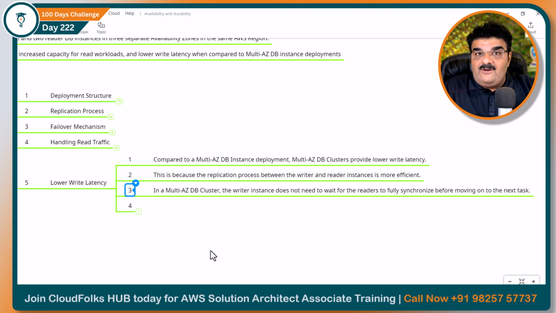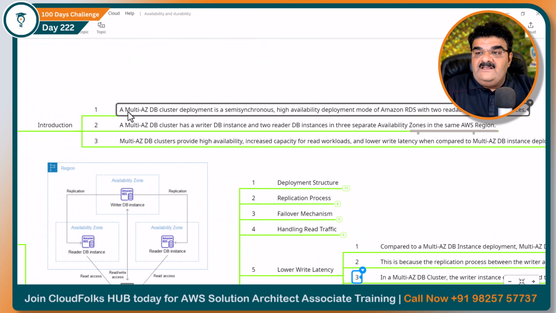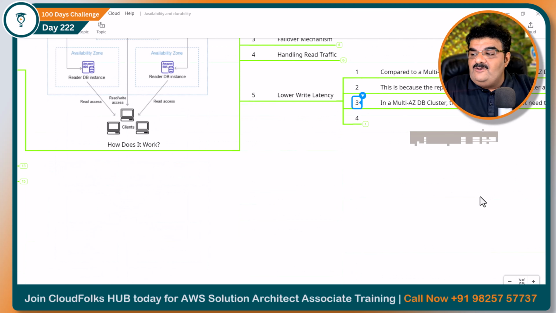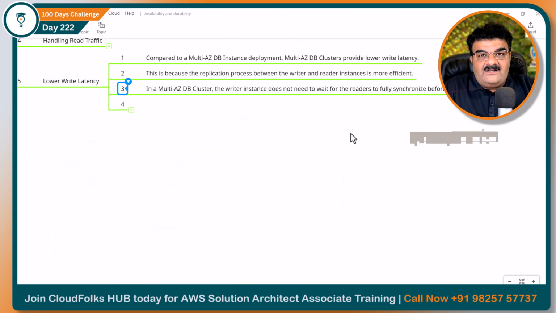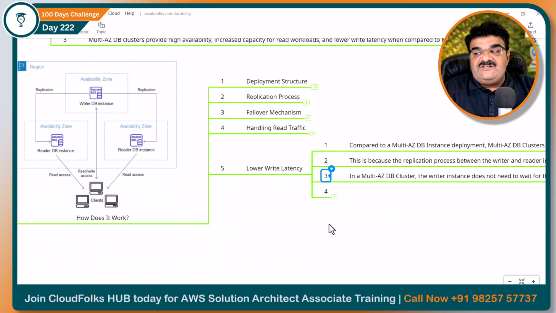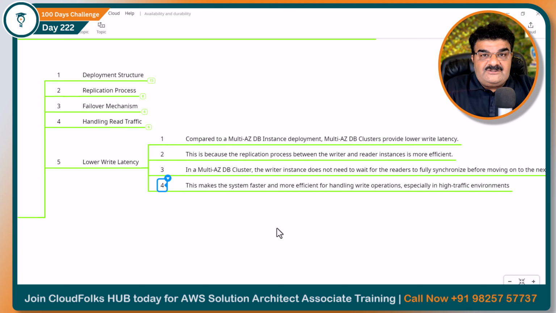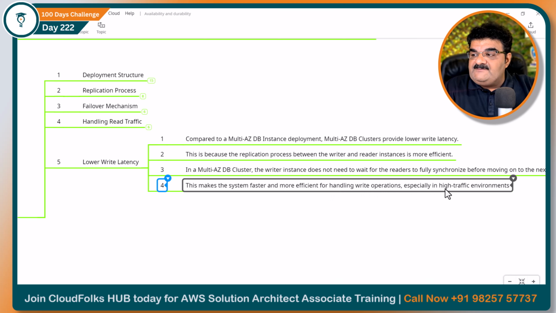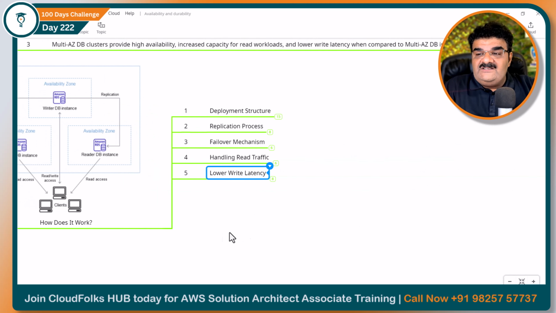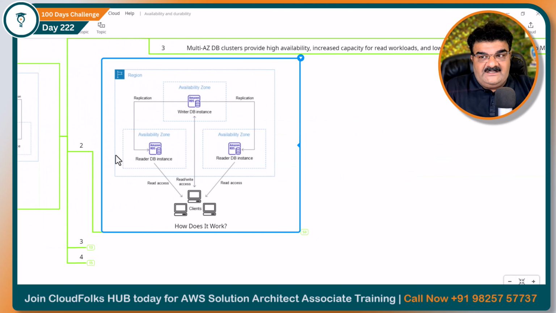And because of this, in the definition I said that a multi-AZ DB cluster deployment is semi-synchronous. It is not fully synchronous like what we have in multi-AZ. Here we have semi-synchronous, which is actually providing us a performance benefit for a write operation. This makes the system faster and more efficient for handling write operations, especially in a high traffic environment. So keep this in mind. This kind of technical question they are always asking.